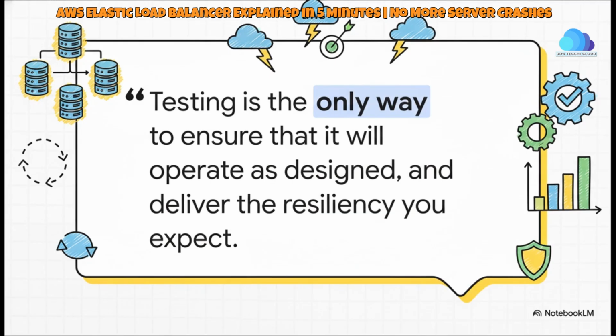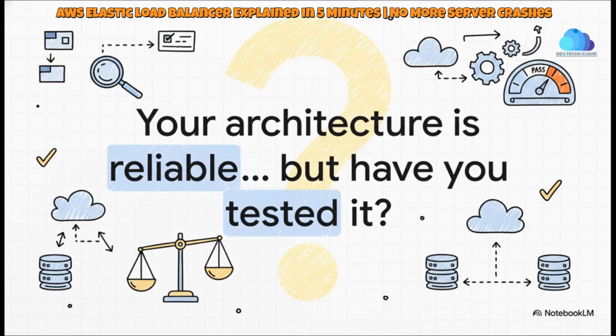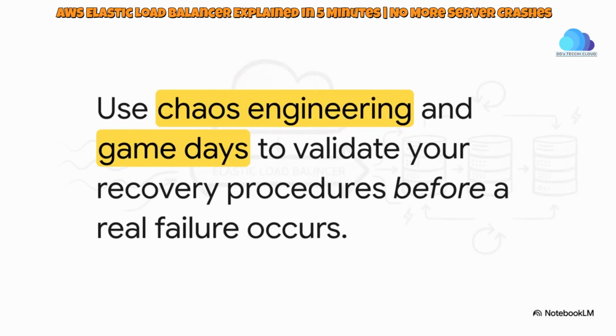All this talk about design and troubleshooting, it brings us to a final and honestly the most critical point from the AWS Well-Architected Framework. So your architecture is reliable on paper. It looks great in the diagram, but have you actually tested it? How do you know for sure it's going to work when things get real? You have to consider practices like chaos engineering and game days. I'm serious. You need to validate your recovery procedures before a real failure happens.